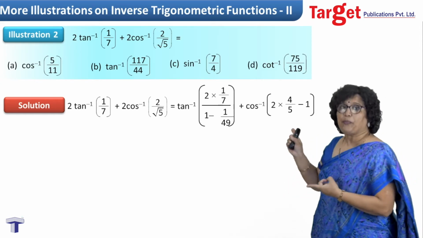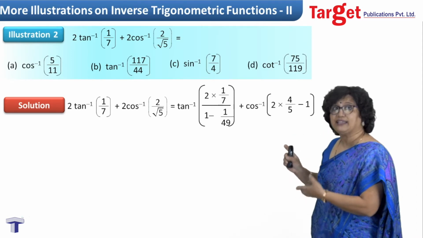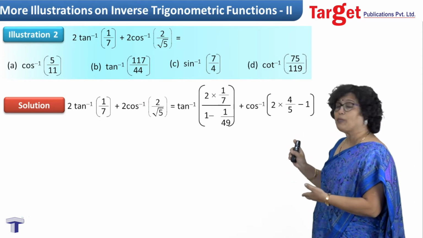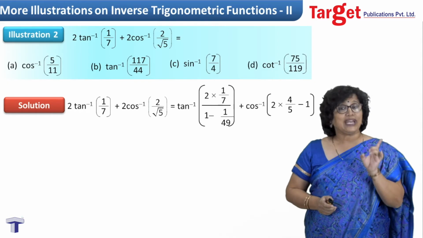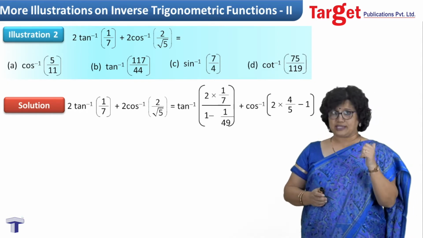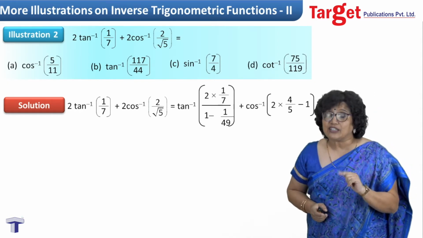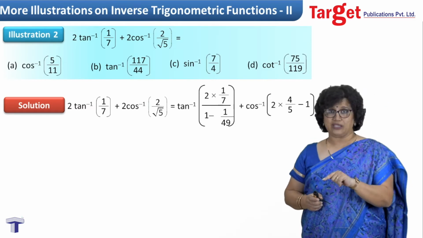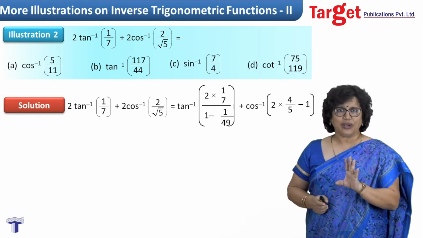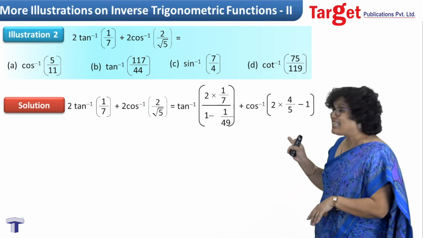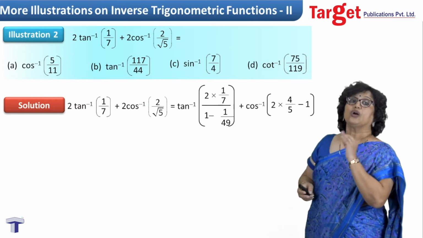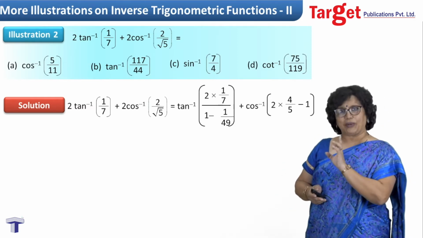And the second part that I have written is cos inverse of, and then inside I have written 2 into 4 by 5 minus 1. Now how do I write that? We have done in one of the sessions that 2 cos inverse x equals cos inverse of 2x square minus 1 if x lies between 0 and 1. This property we have done. Using that, I am writing it as cos inverse of 2 into 4 by 5 minus 1.